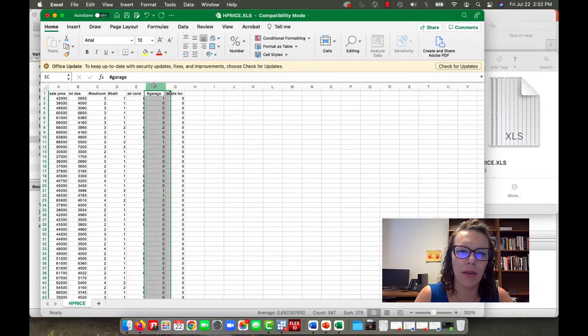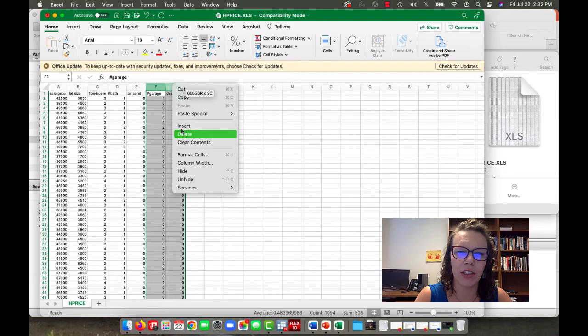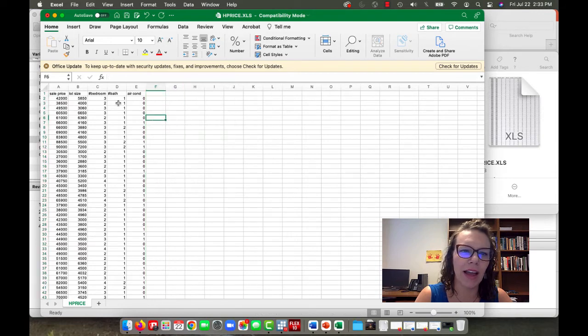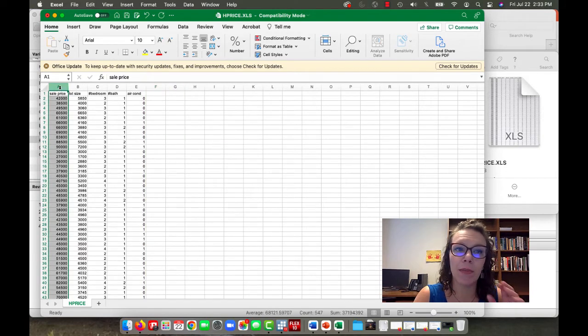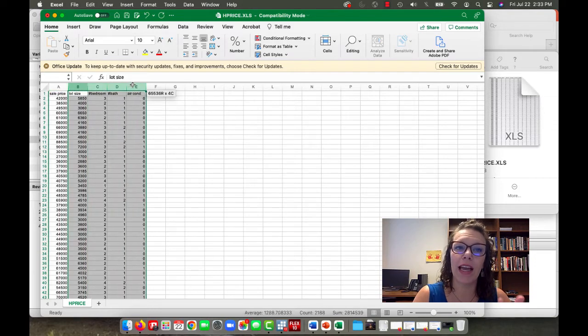And then I'm going to get rid of garage and desired location too. More variables I'm not using. So now I have my sale price, which is my y, and then my 3 x's, which are my model that I'm trying to use to explain variation in sale price.